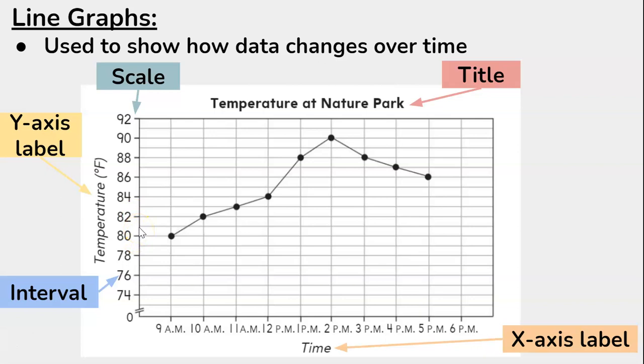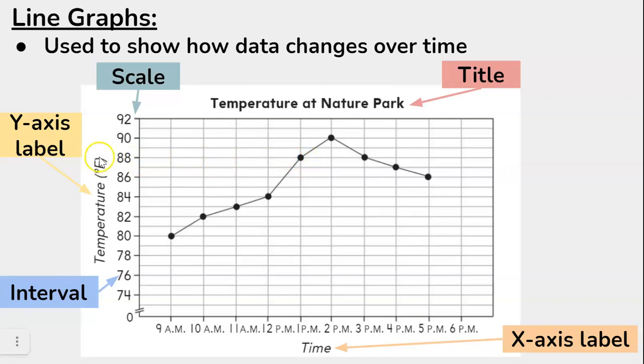So if I were to ask you, what was the temperature at the nature park at 1 p.m., you could come to your x-axis, find 1 p.m. right here, and follow it up to the dot, and then over and see that it was 88 degrees.